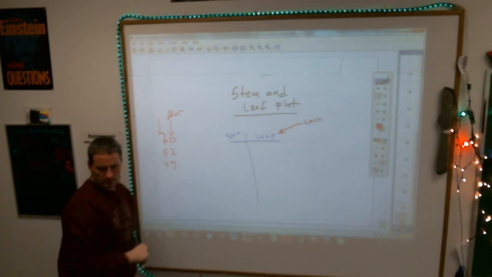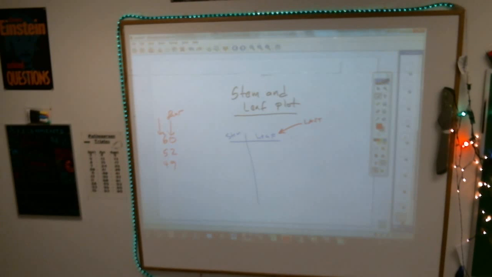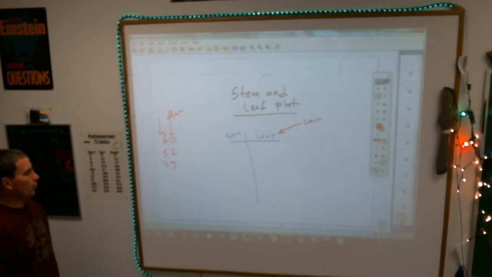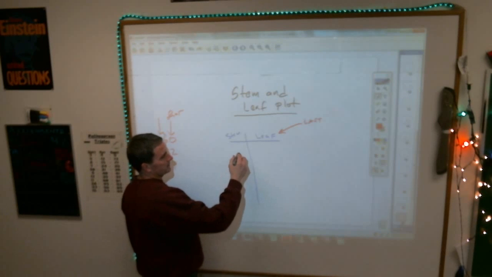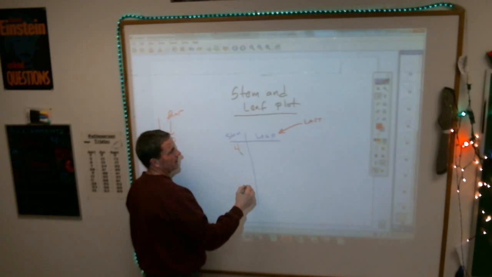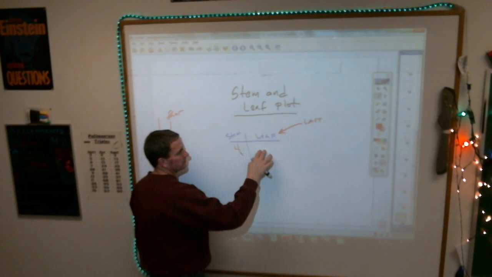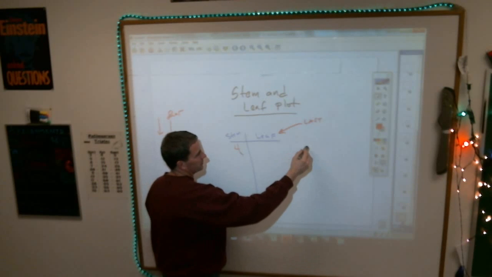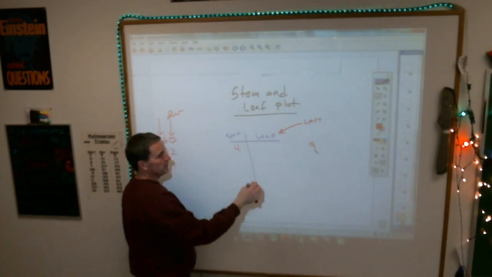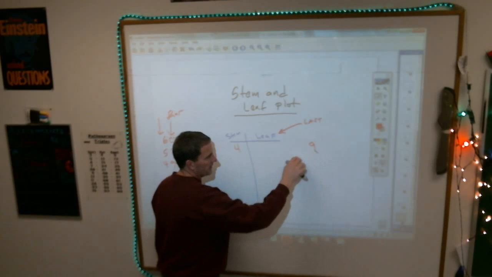First of all, I'm going to start. Is there a number less than 40? Are there any 30s? No. 49 would be written like this. 4 here in the stem, and because I'm going to order these from smallest to biggest, I'm going to put the 9 way over here. 49 is 40 with the 9 over there.